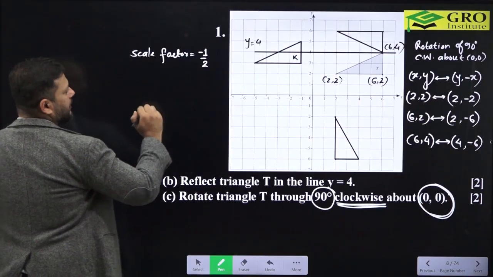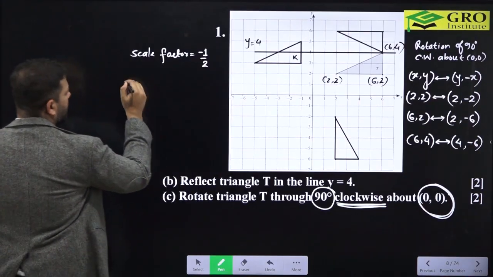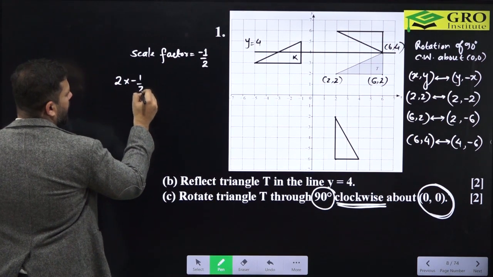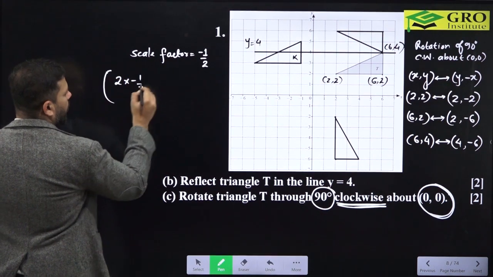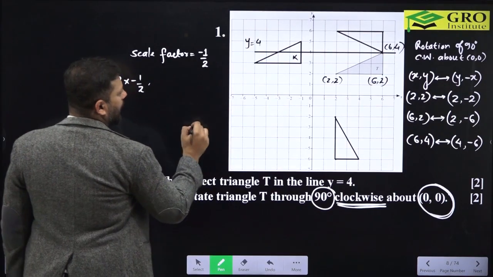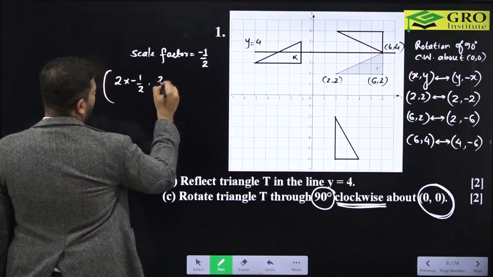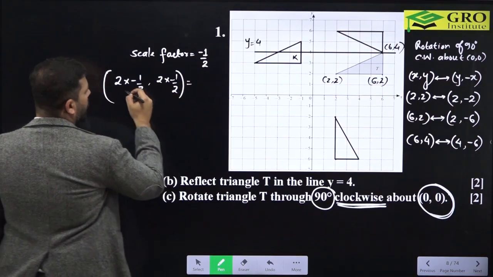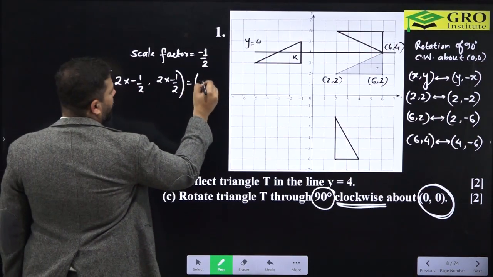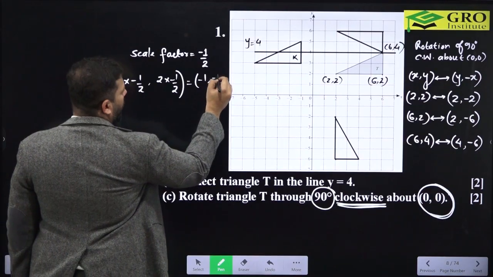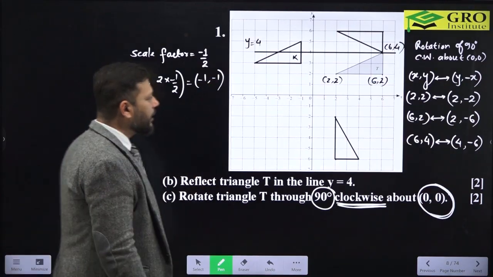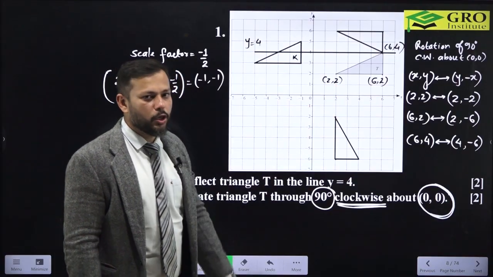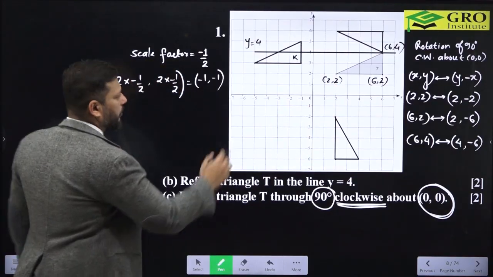What are the vertices? 2 comma 2 is the vertex. So here 2 will be multiplied with minus 1 by 2, and the y coordinate is again 2, so it will also be multiplied with minus 1 by 2. That will result into what? 2 cancels 2, we are left with minus 1 comma minus 1. The coordinate of this point becomes minus 1 comma minus 1.